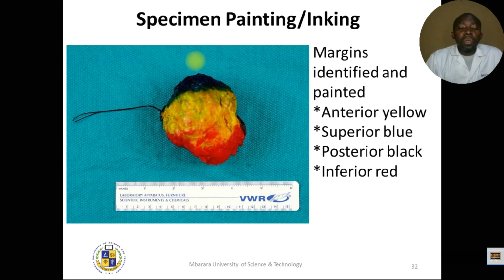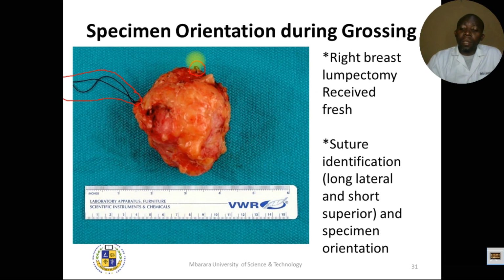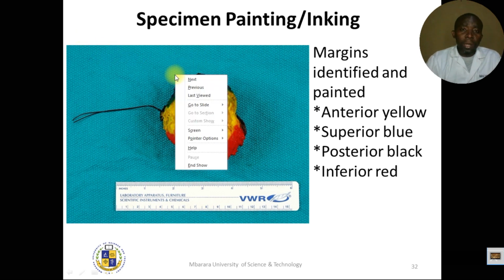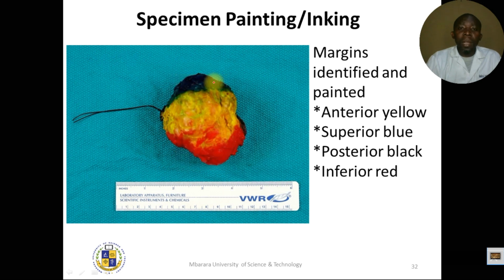Still during grossing, we have another specimen here. It is the same as this one, but now we are identifying the margins by painting using ink, and we can see the anterior, which is painted yellow. We have the superior painted blue. I think the blue can be seen clearest depending on how sharp your eye is. Sometimes these are the intra-observer challenges we have.